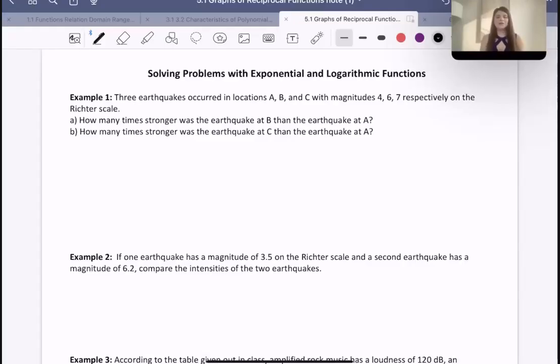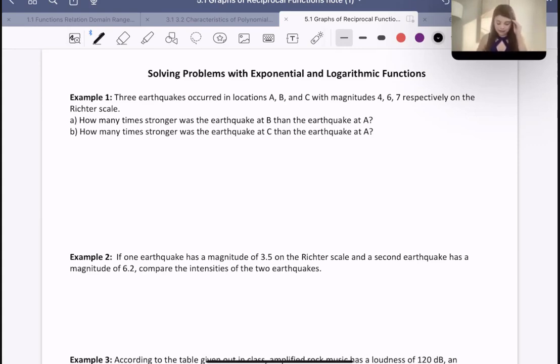Hello, everyone. Welcome back. Today, we are going to be solving problems with exponential and logarithmic functions with a focus on word problems this time. Because I know last time we talked about how to solve logarithmic functions. Today, we're going to talk about specifically with word problems what we mean by that. So let's start with example one.